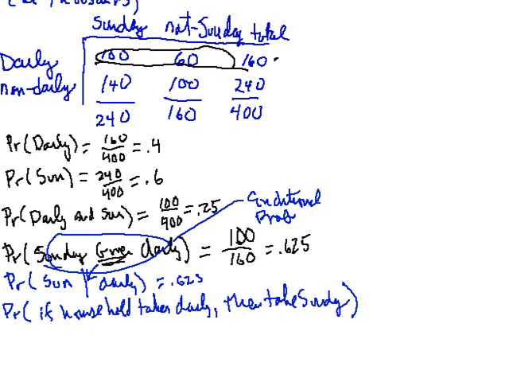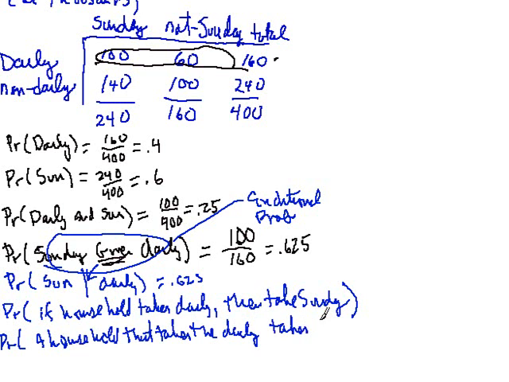Another way of stating it that may not be all that apparent would be something like the probability that a household that takes the daily edition takes the Sunday.